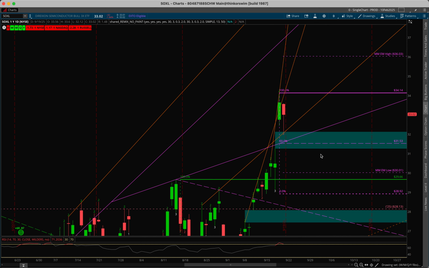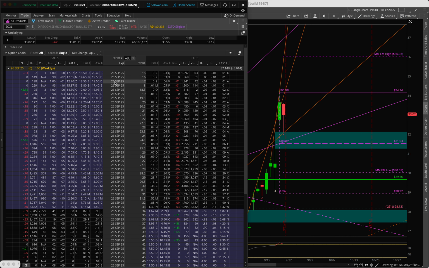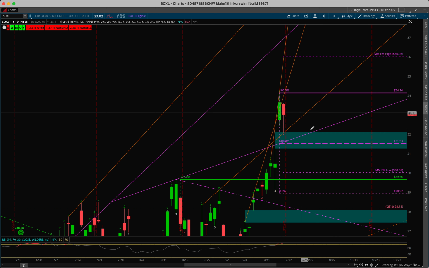To get that market maker's expected move, we're using Thinkorswim. What you do is you go to your options chain and you look at the options chain for this week specifically. That's 26th of September 2025, and we can see here there's a plus or minus $3.01 move from the market makers. So with the close at 33.02, you add $3.01 to that, and you've got your 36.03. You subtract $3.01 from that, and you've got your 30.01. Right. So there you have it.